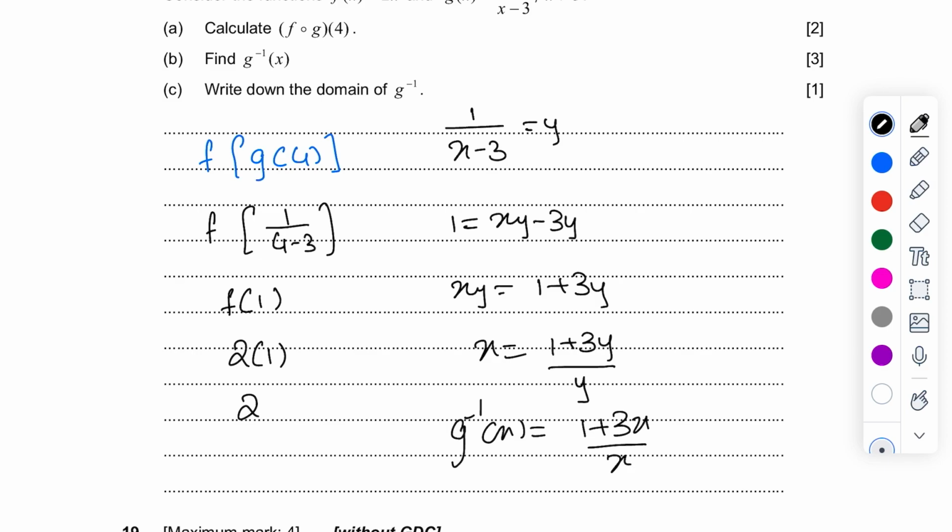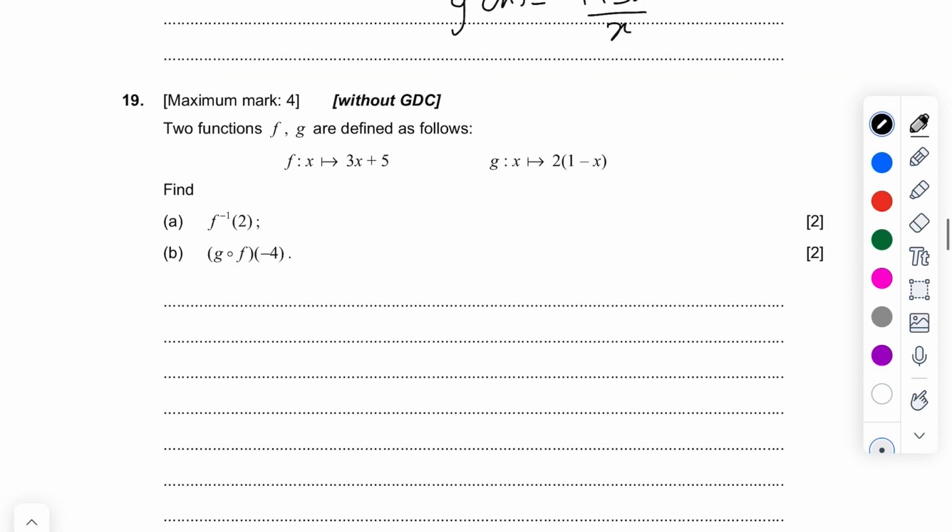Write the domain of g inverse. The range of g cannot be equal to 0. It can never be equal to 0; you may get a positive number or a negative number. So the domain will be x not equal to 0, and that will be the domain of g inverse.